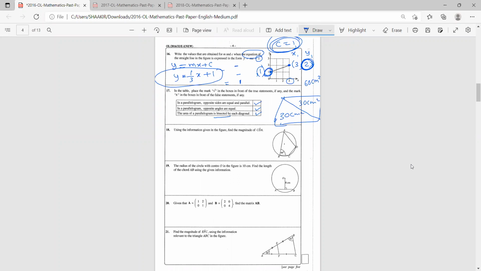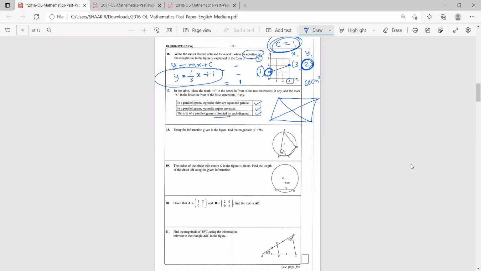Apart from these statements, we have another statement in the parallelogram. I'll explain that one also. According to that, children, now we can draw two diagonals, like this one and then the other one like this. These diagonals will bisect each other. Okay, that is the fourth statement which you should know in the parallelogram. Diagonals will bisect each other.